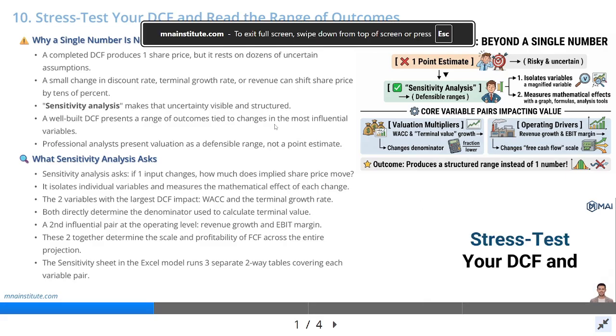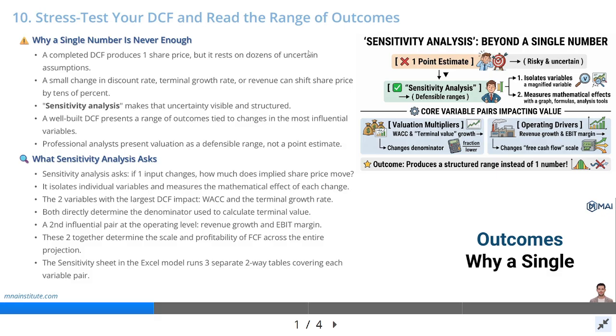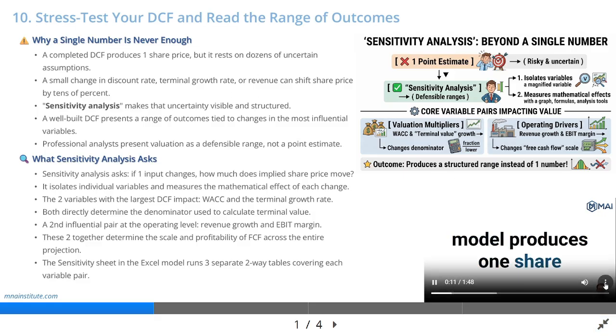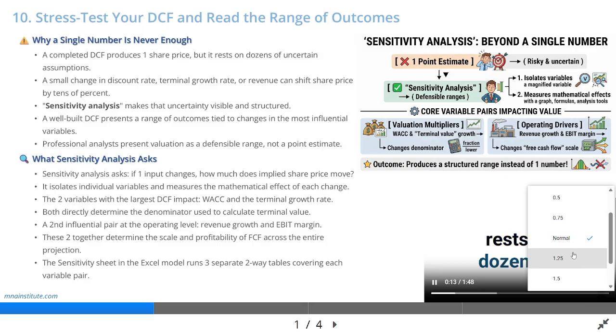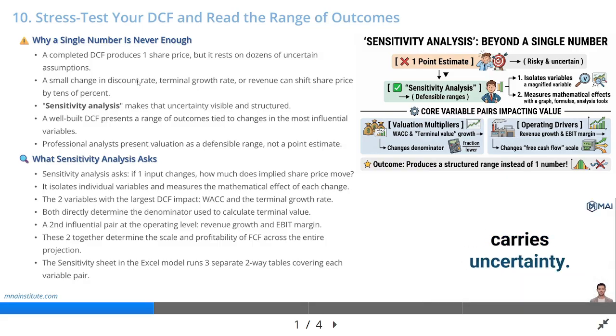10. Stress test your DCF and read the range of outcomes. Why a single number is never enough. A completed DCF model produces one share price, but that number rests on dozens of assumptions, each of which carries uncertainty. A small change in the discount rate, the terminal growth rate, or the revenue trajectory can shift the implied share price by tens of % in either direction.